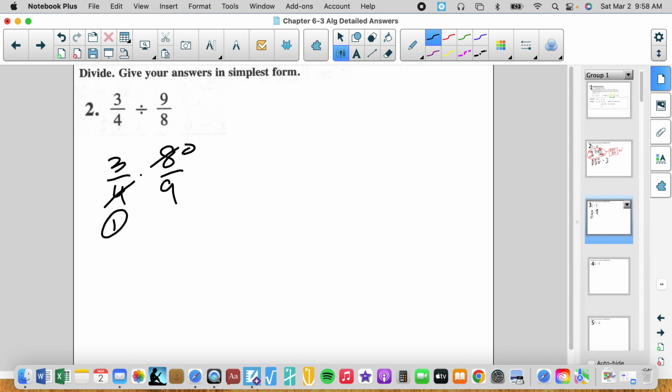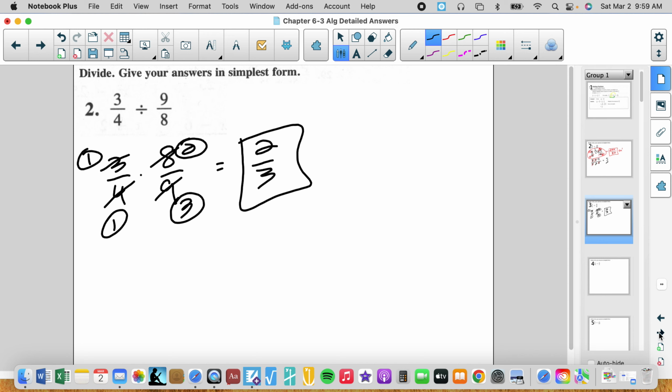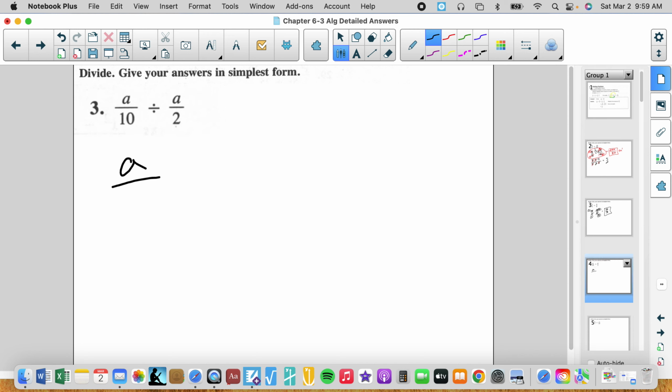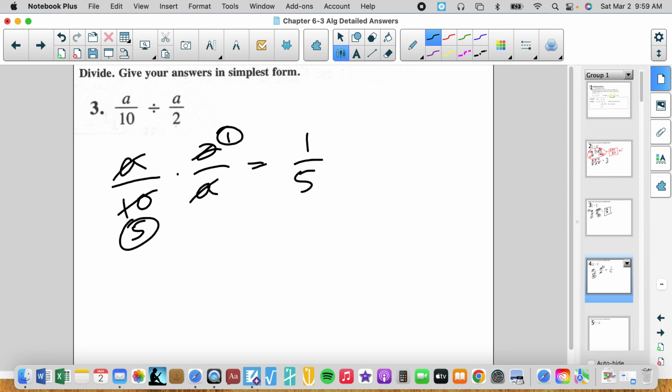4, 8, 3, 9. We're left with 2/3. A/10 times 2/a. The a's will cancel. The 2 is divisible as a common factor, and we get 1/5.